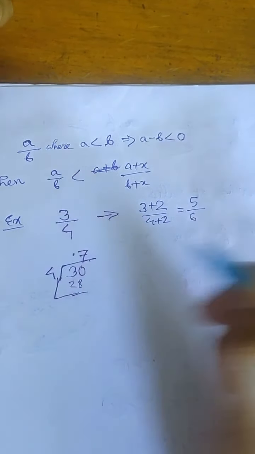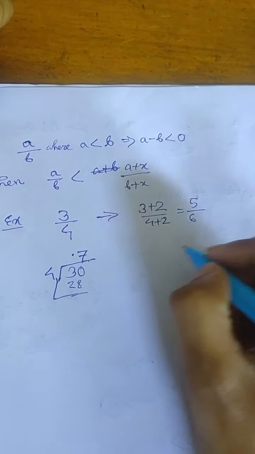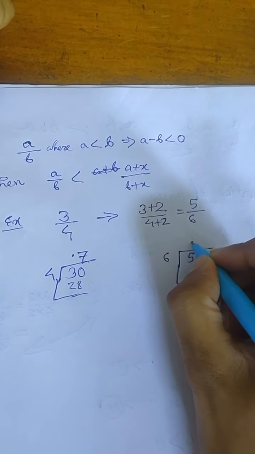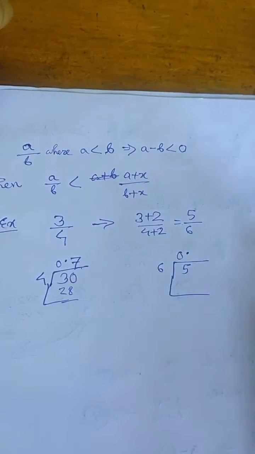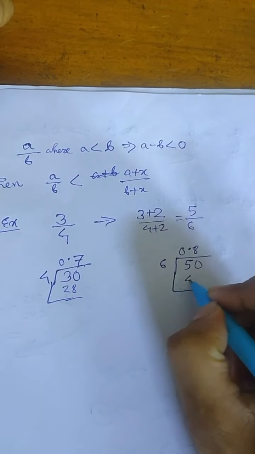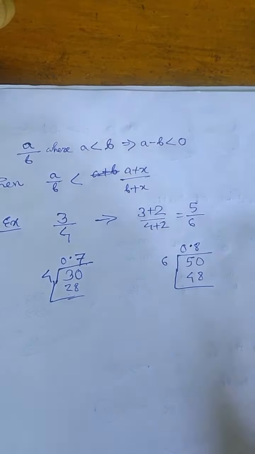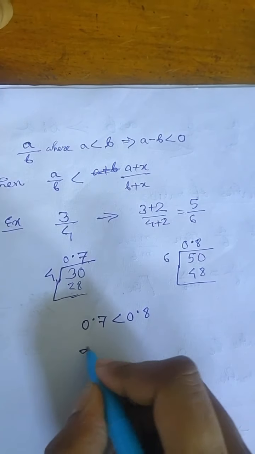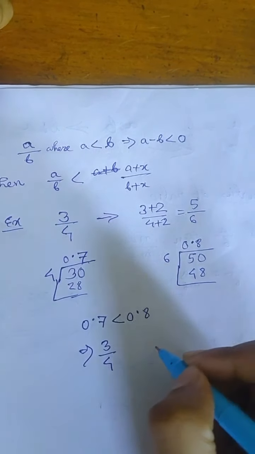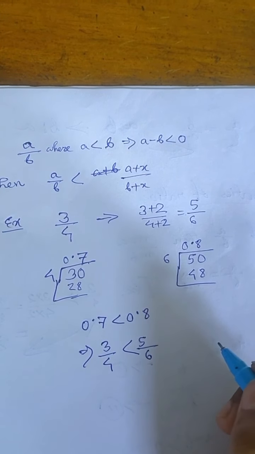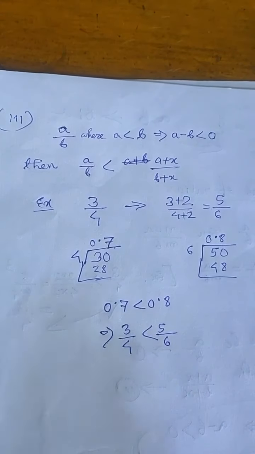7.7 something like that. And if we divide 5 by 6, then it will be like 0.8. So we can see that 0.7 is less than 0.8, or we can say 3/4 is less than 5/6. So these are the three properties of ratio.